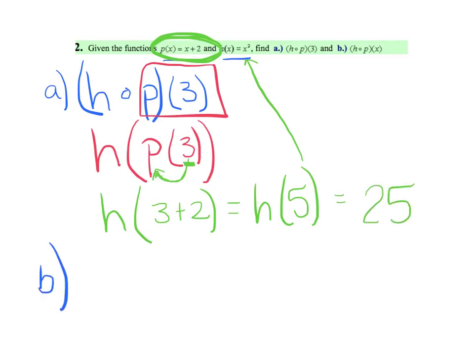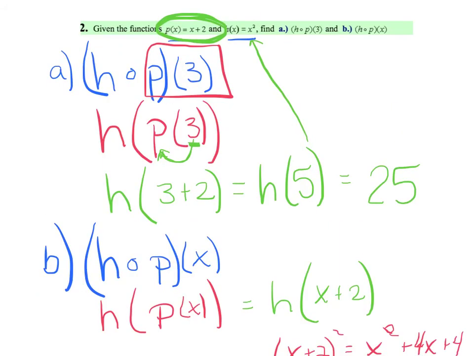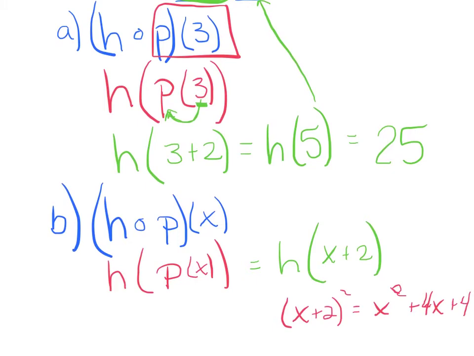All right, last one here, h of p of x. All right, pause it, see what you get. See if you like my work here. I rewrote it as h of p of x. Okay, so here's my right term, wrote it in here.